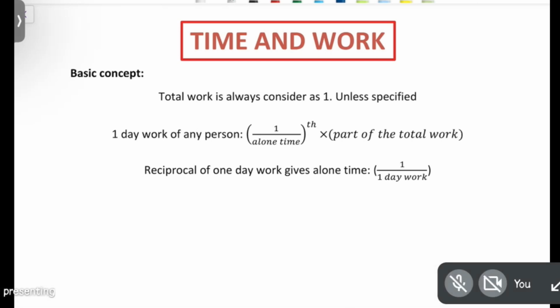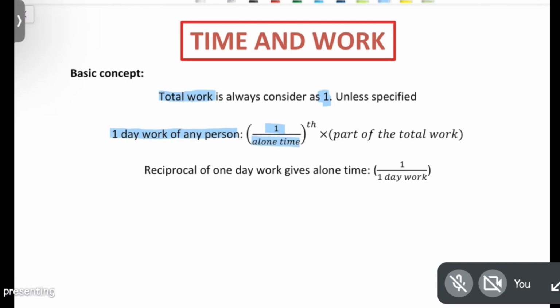I'll try to give you three approaches when we do time and work. Before going into much detail, I'll just give you a concept. Most of the time, in your question, total work will not be specified. So in that case, we consider total work as one. That means all the work that needs to be done, we assume it as one. And 1 day work of any person, we assume it as one divided by alone time.